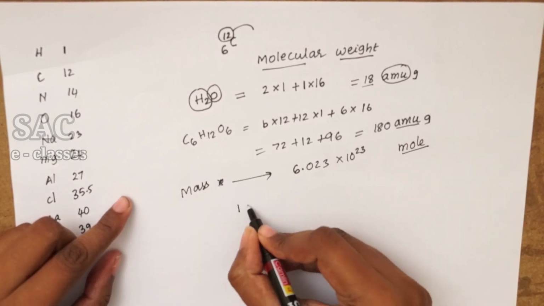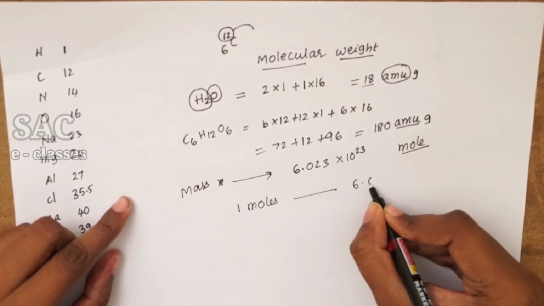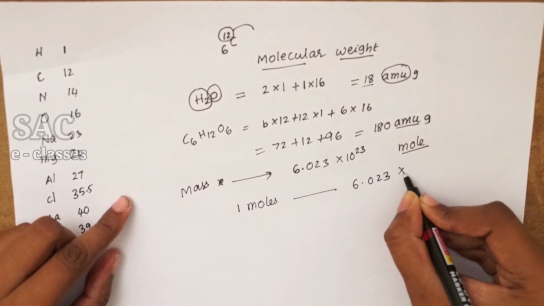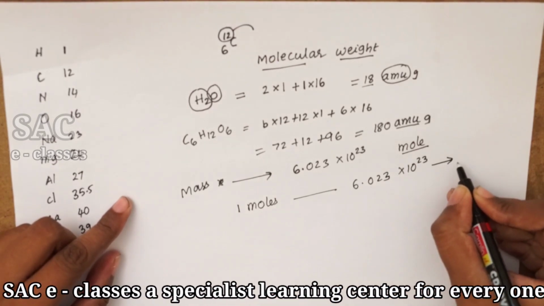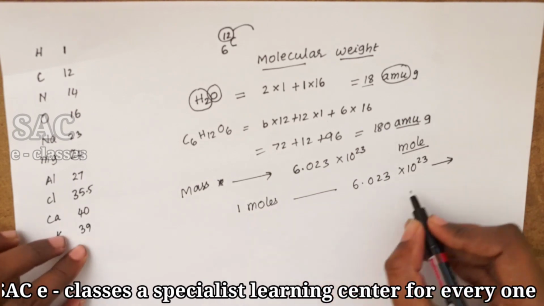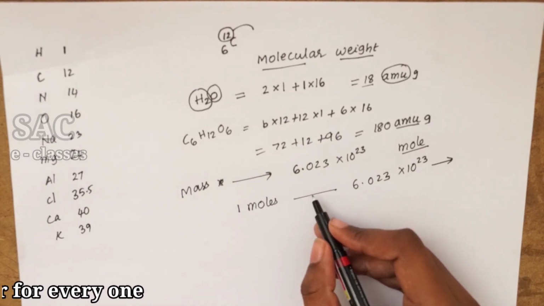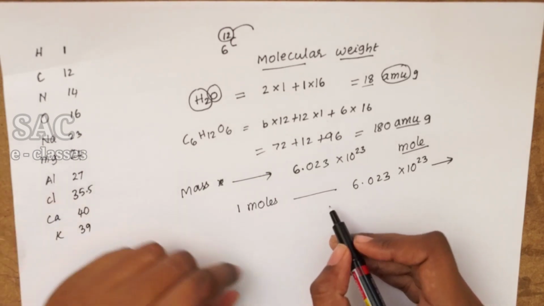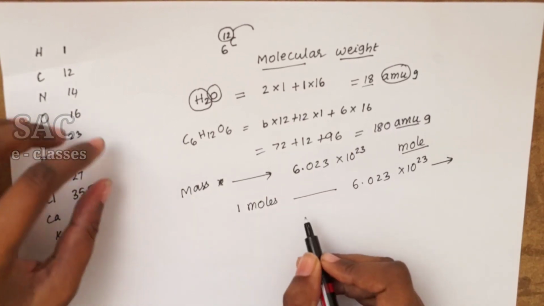In 1 mole of a substance, how many atoms will be there? 6.023 into 10 to the power of 23. This is called the Avogadro number. According to the Avogadro number, the number of atoms present in 1 mole of the substance is 6.023 into 10 to the power of 23.